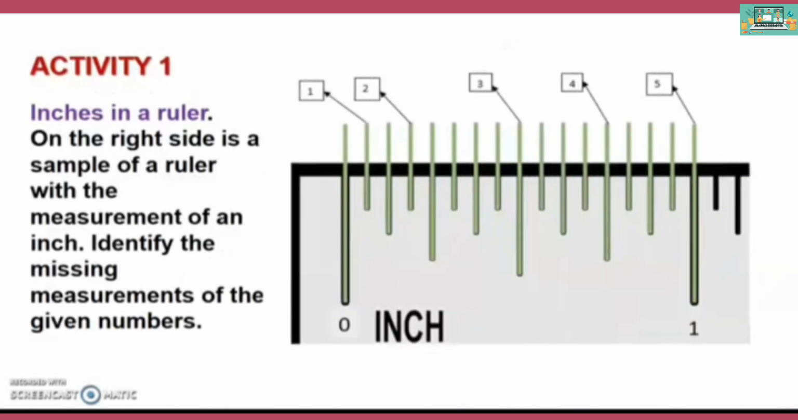Activity 1. Inches in a ruler. On the right side is a sample of a ruler with a measurement of an inch. Identify the missing measurements of the given numbers.